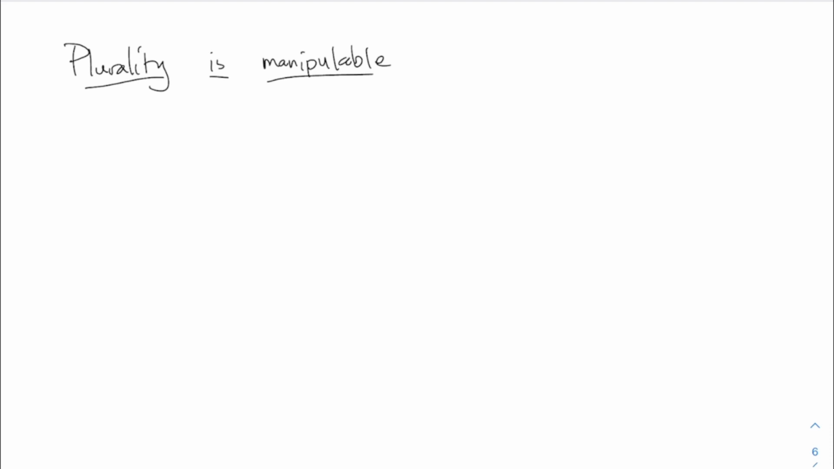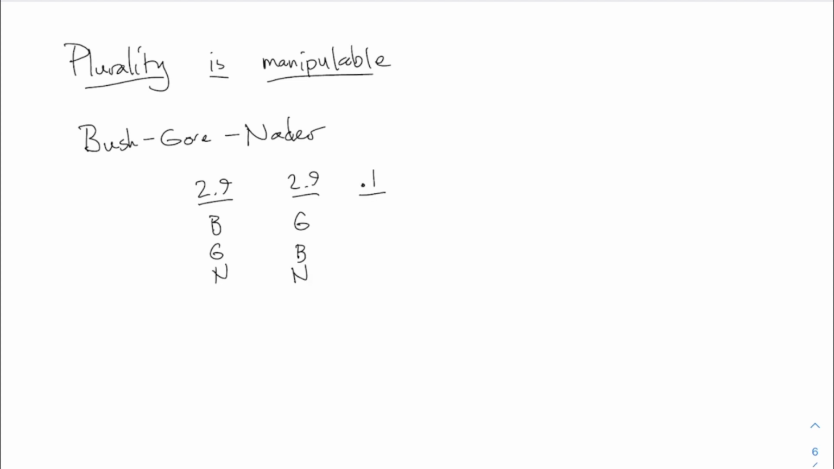We can just look at the old Bush-Gore-Nader example. Remember that one? One of my all-time favorites. If you recall, 2.9 million people said Bush-Gore-Nader. I know we haven't talked about this in a while. 2.9 million other people said Gore-Bush-Nader. And then 0.1 million people said Nader, Gore, Bush.